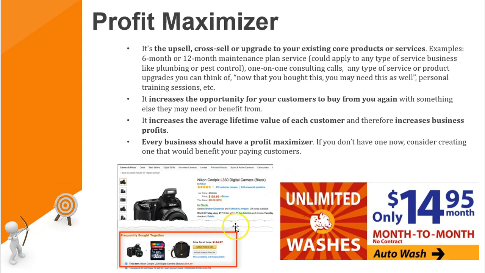As you can see here, some examples. Amazon does a great job with that. You bought a camera. Well, now you need the film for the camera. You need a case for the camera. Here's another one over here, a car wash. So it's month to month, no contract, but you can get as many washes in a month for $14.95 a month. That actually seems like a pretty good deal, considering it's like $15 just to get my car washed.